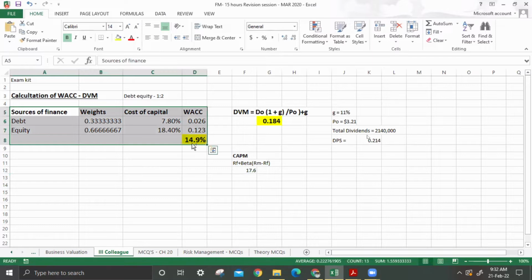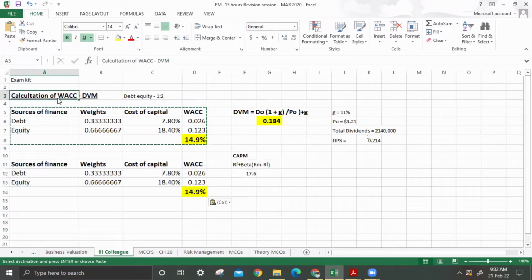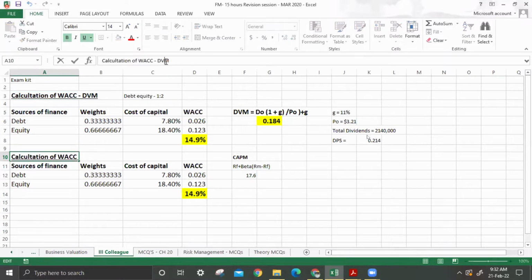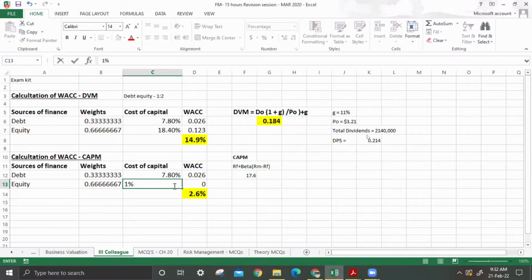So what am I going to do? I'm going to use the same format, but here it is the calculation of weighted average cost of capital using CAPM. The only change is that I will change this part. It is not 18.4%, it is 17.6%. And what happens to your WACC? It is 14.3% now. Is this clear, everyone?